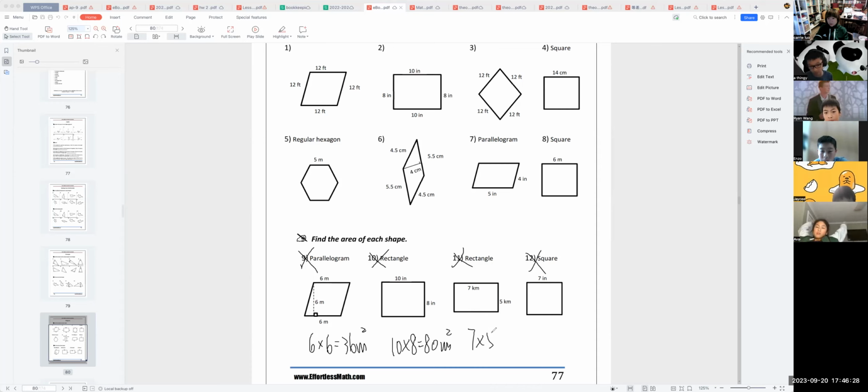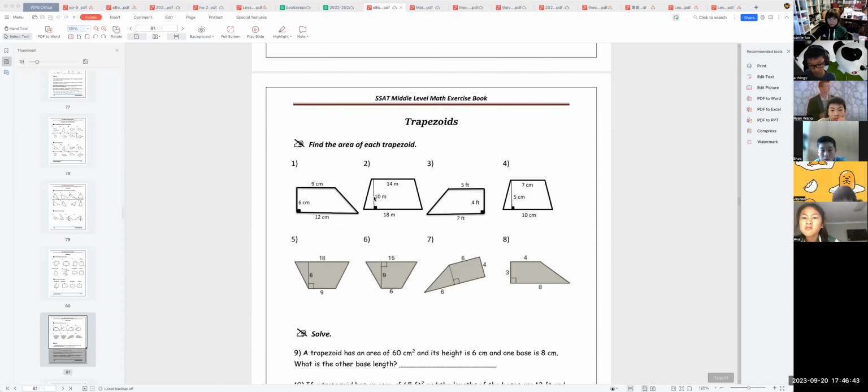And 7 times 5 equals 35 kilometers squared. And 7 times 7 equals 49 inches squared. Very good. Okay, good job, all of you. Okay, so very good. Very good. But remember, when you redo the homework, you have to make sure everything is still right.